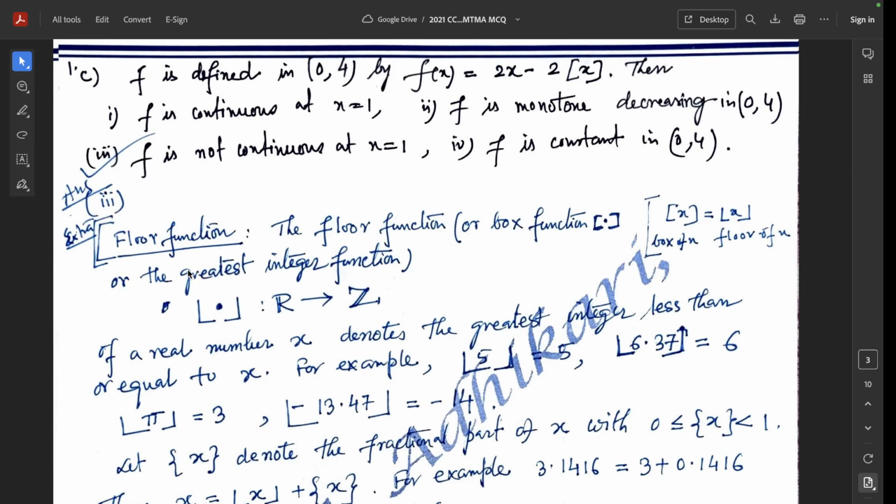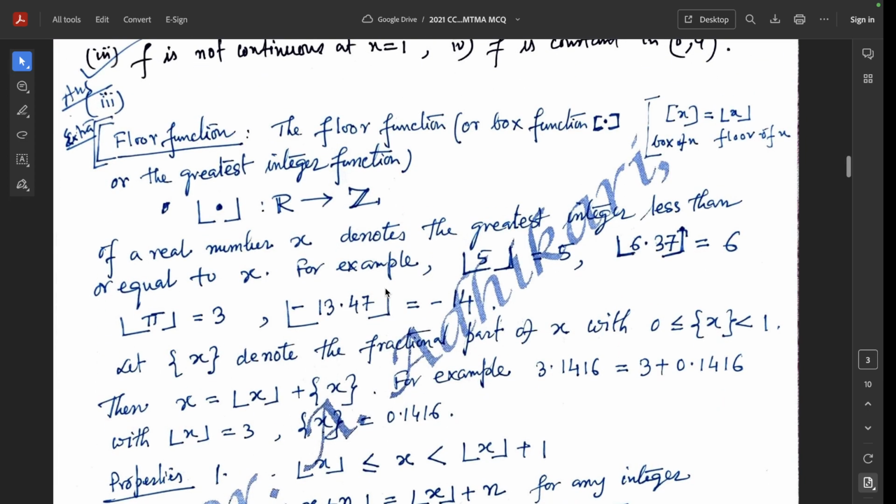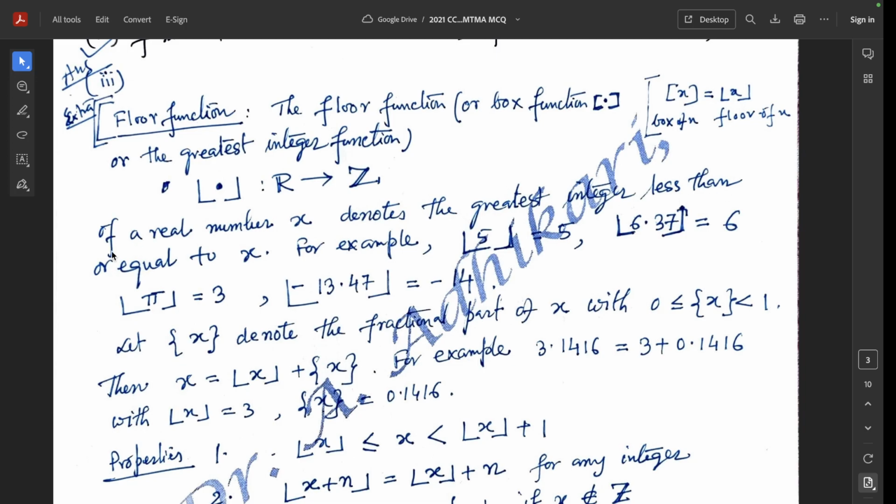Here the floor function, that is the box function, that is the greatest integer function. Floor function means this maps from real numbers R to the set of all integers Z, and for a real number x it denotes the greatest integer less than or equal to x.